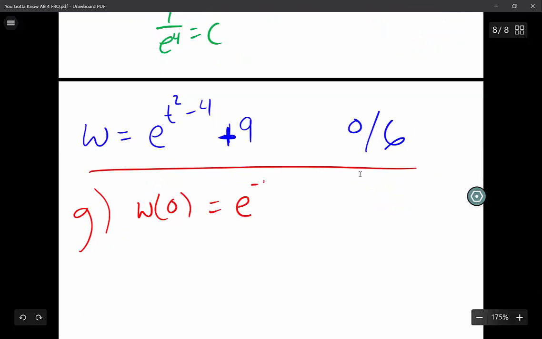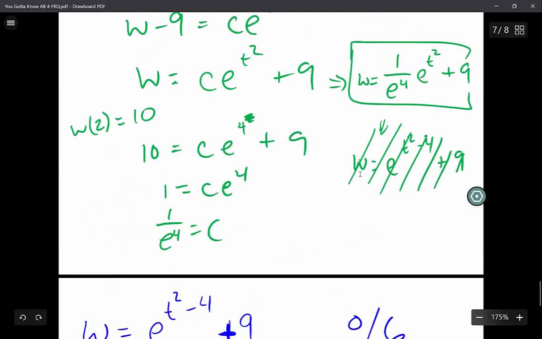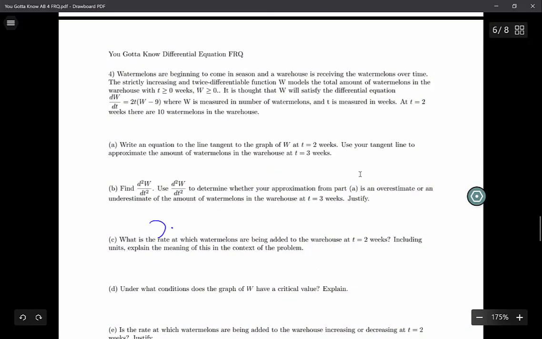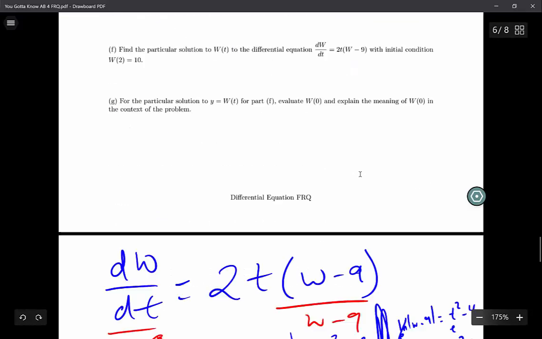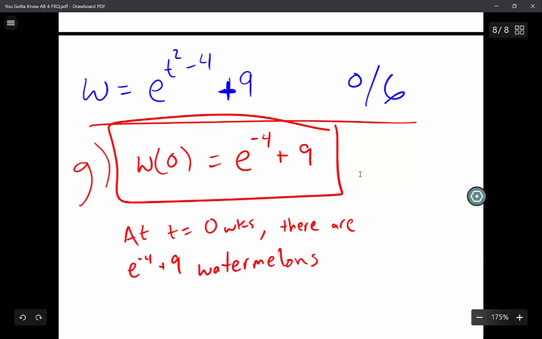All right, e to the 0 is negative 4 plus 9, and that's your answer. That's W of 0. And then to explain the meaning, we need to go back to dW and figure out what dW said. It tells us W is measured in the number of watermelons and T is in weeks. So this means at time equals 0 weeks, or the beginning, the initial, there are e to the negative 4 plus 9 watermelons. So that's that one.